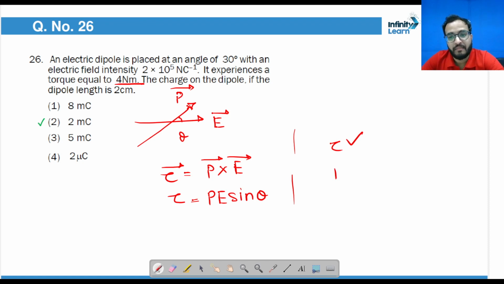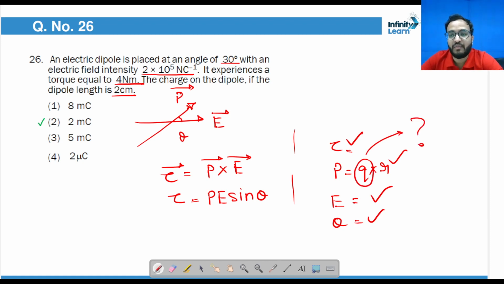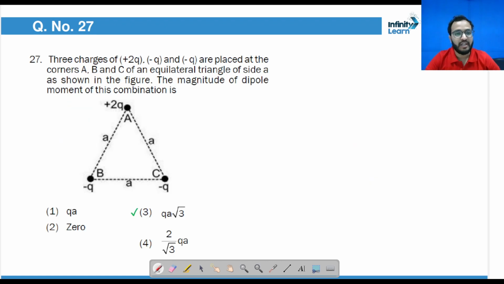Okay. P is equals to Q into R. So R is given, the distance between them. Electric field is given. Electric field is also given. And theta is given, right? So all these things are given. Only Q needs to be found out. So I guess you can do this using the formula. So there is no doubt in it, right? It's quite easy. Now again, we need to find out the dipole moment.